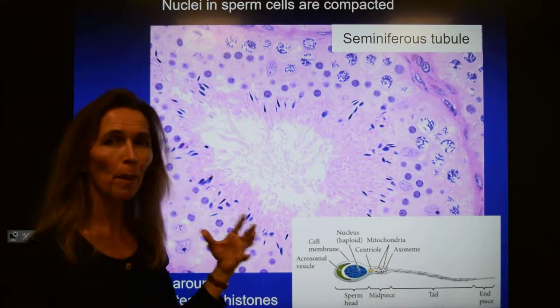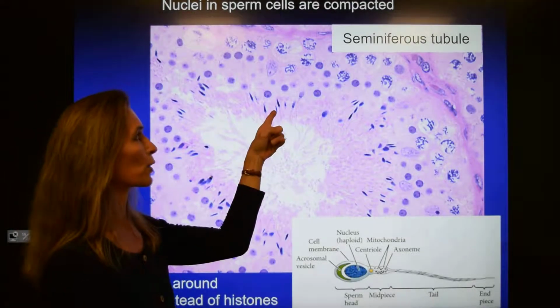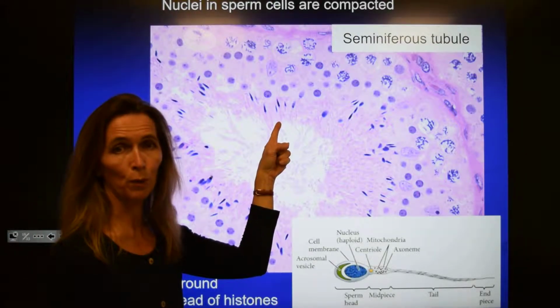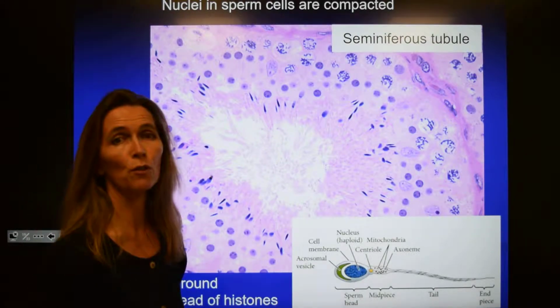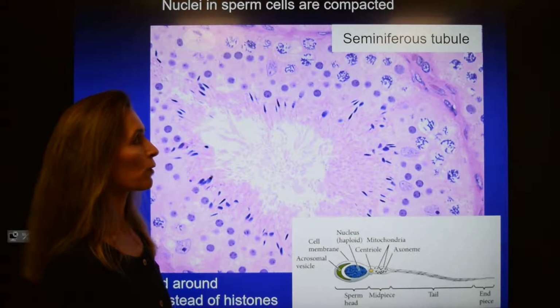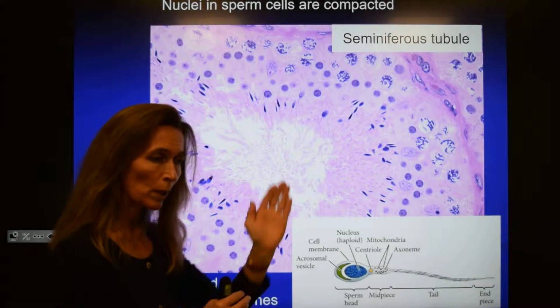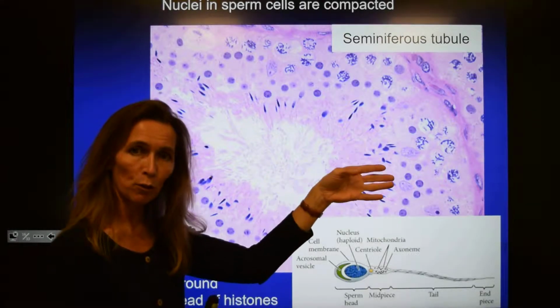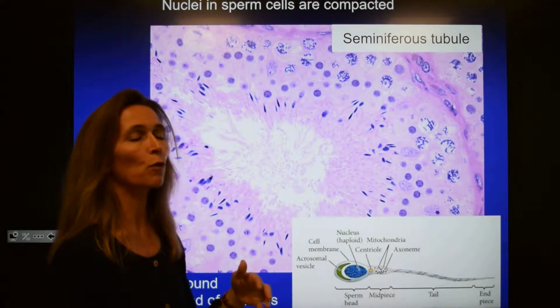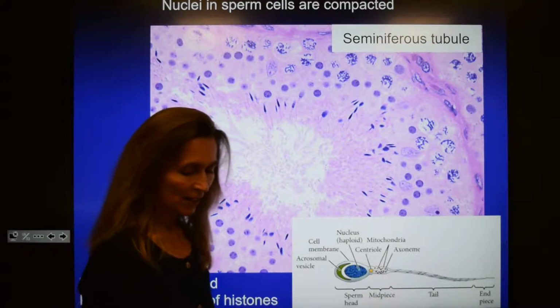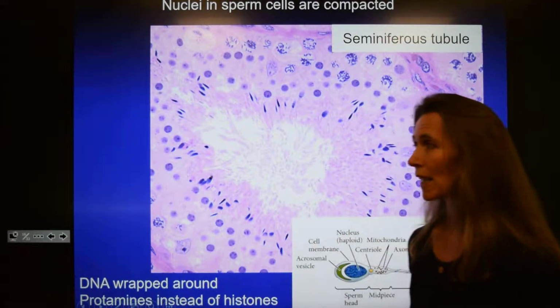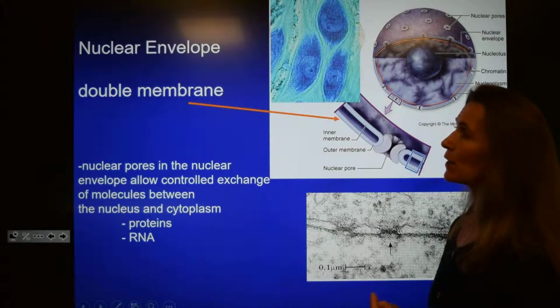However, the drawback of this is that there's little gene expression that can take place when the chromosomes are so compacted. And for that reason, the main purpose of those sperm cells is to swim, find the egg cell, penetrate the egg cell, fertilize the egg cell, and form the zygote. And this is very interesting, how nuclei are different in different cells.